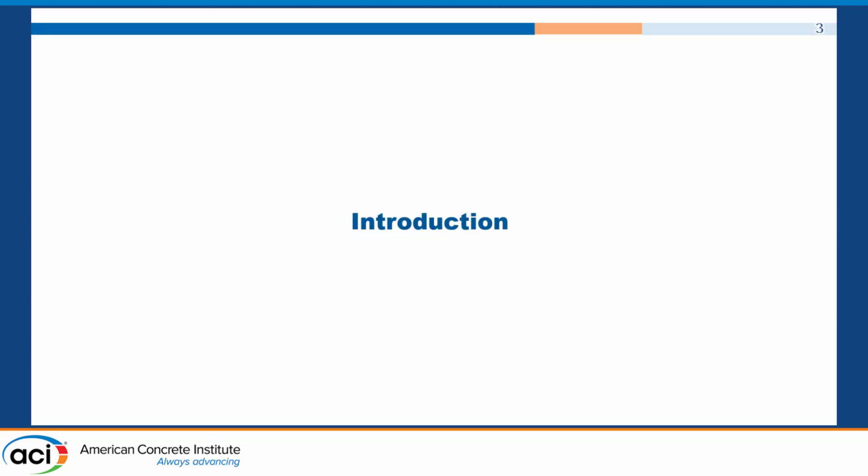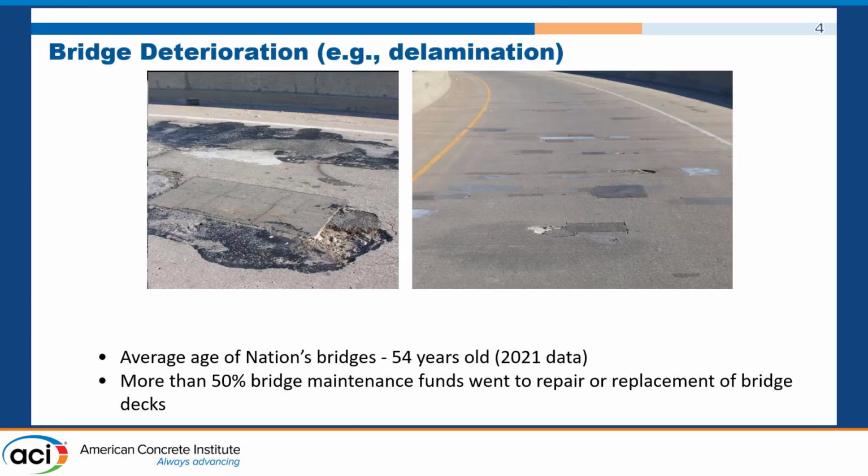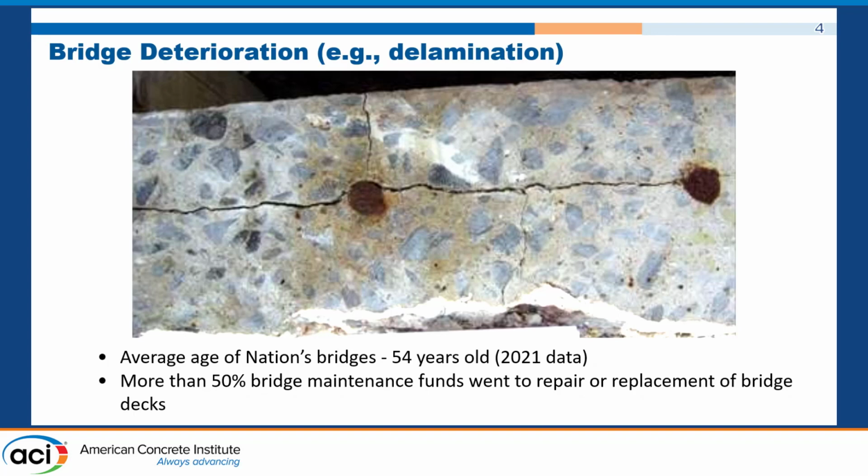The background here is that, as you know, the United States has a lot of old bridges, and more than 50% of the funding goes to the bridge deck. There are a lot of issues, not just because of structural problems, but also driving safety, like a pothole here. Challenges are that a lot of the time we have delamination, which is caused by corrosion, and also a lot of vertical cracks and longitudinal cracks here. So there are a couple of challenges here.